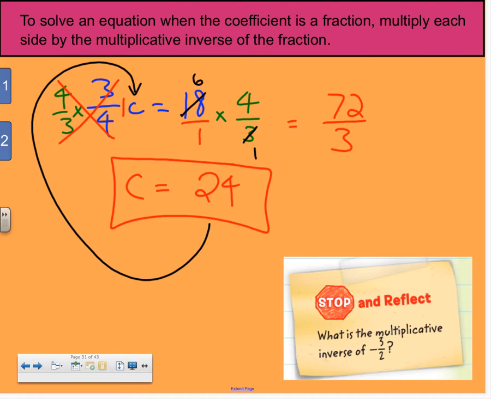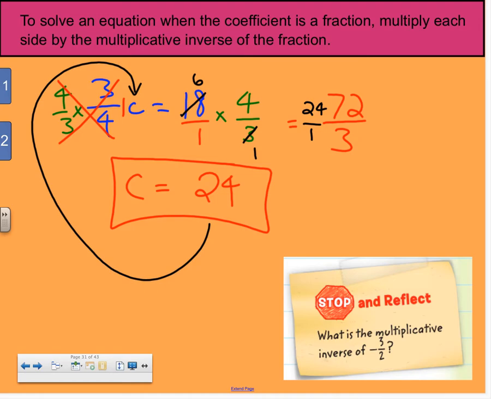And now 6 times 4 is 24. And 1 times 1 is 1. And 24 over 1 is 24. Okay? So keep that in mind as well. All right? So there you have it. This is how we solve an equation with a rational coefficient. Remember, when the coefficient is a fraction, we multiply both sides by the multiplicative inverse of the fraction.